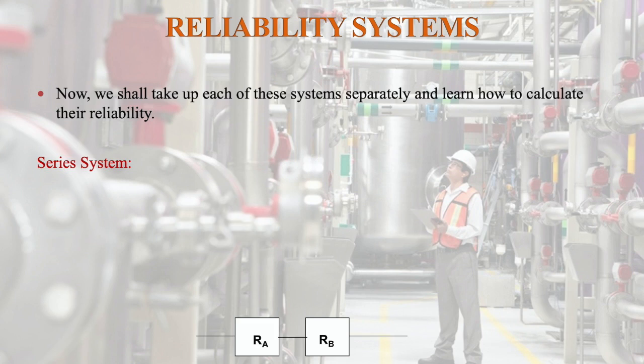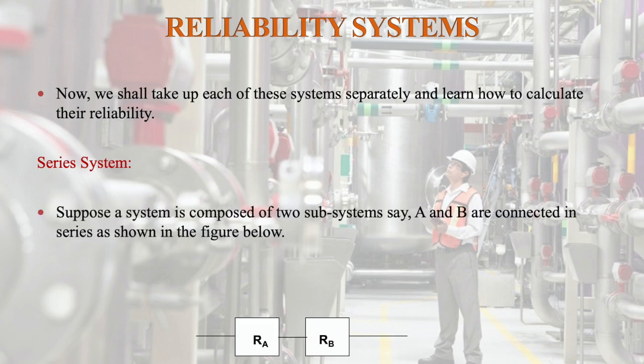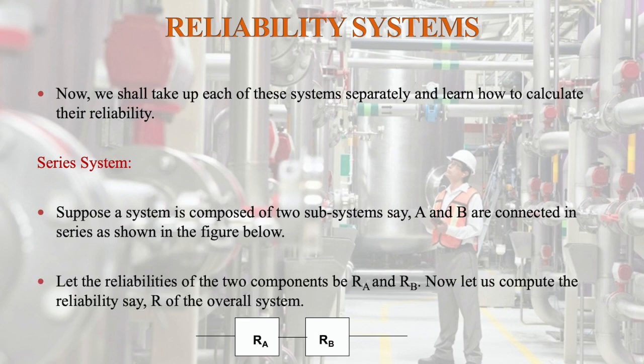First, series system. Suppose a system is composed of two subsystems, say A and B, connected in series as shown in the figure below. Let the reliabilities of the two components be RA and RB. Now let us compute the reliability, say R, of the overall system. So there is a system having two components with reliability RA and reliability RB. To find the final overall reliability, what is the overall reliability? That is R.